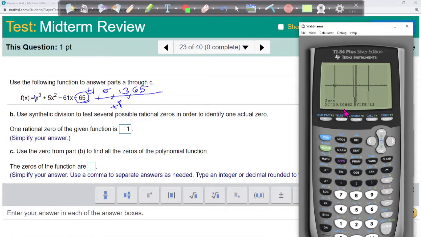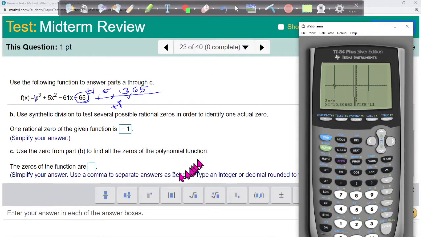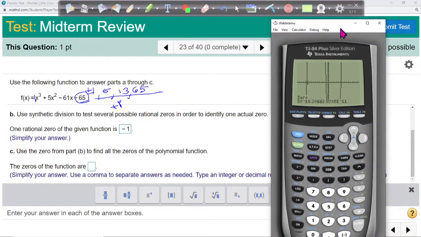10.3062. Do they say how many decimal places to use? They don't. Use a comma to separate answers. Needed to type an integer or decimal. There we go. Round it to 3 decimal places. Good. Negative 10.307.